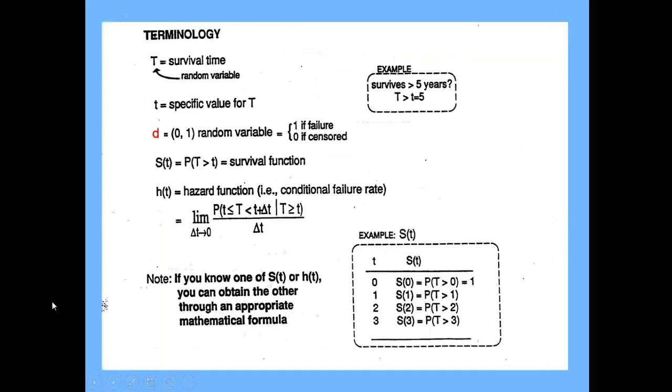Another key variable is whether or not they failed or were censored. So we're going to give a name to that, and we're going to call that variable D. It's a 0, 1 variable. It's 1 if you failed, and 0 if you were censored. If you didn't fail during the time of the study, you don't know what happened to them, you were censored. There's no other thing. It's true they didn't fail, but you don't know what their true survival time is. So we're going to call that variable D.